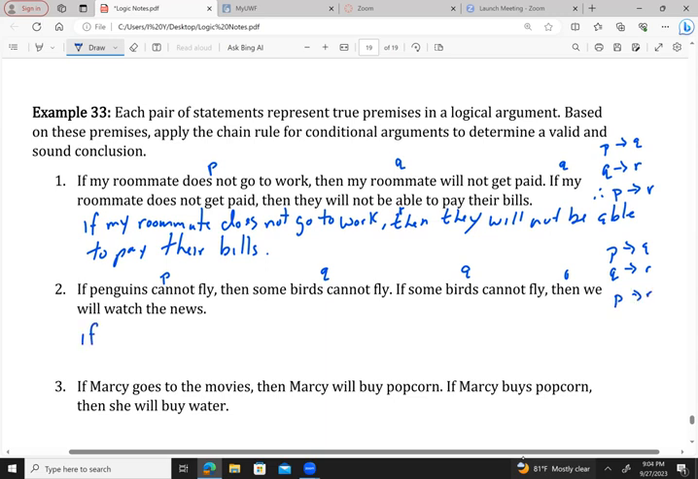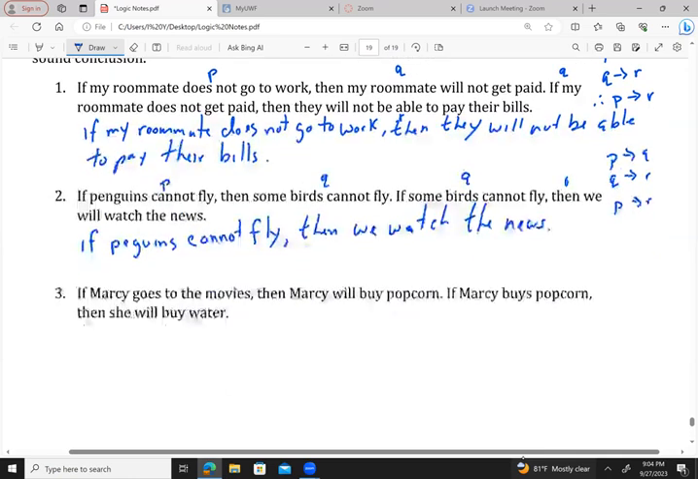So we have P, if penguins cannot fly. Now I'm looking at R. Then we watch the news. I'm not sure what penguins flying has to do with watching the news, but okay.